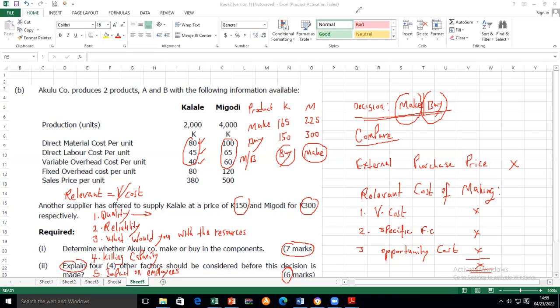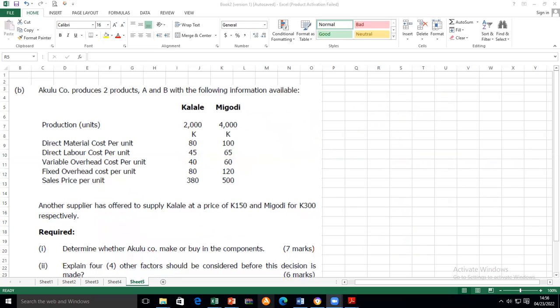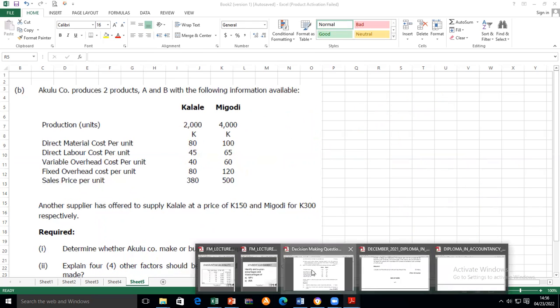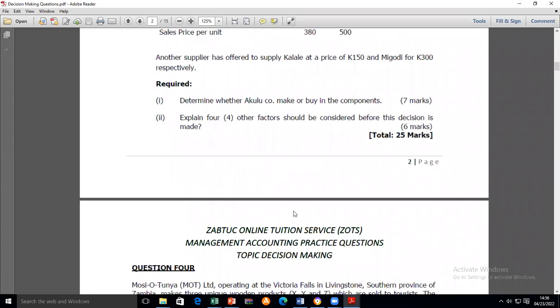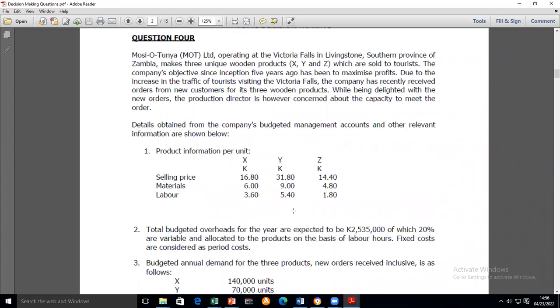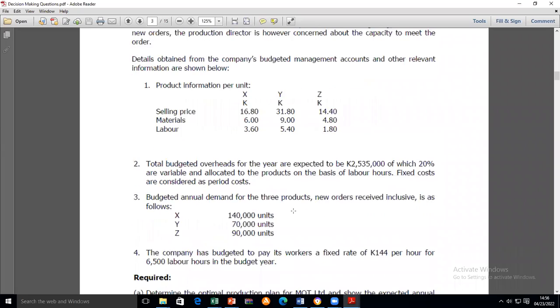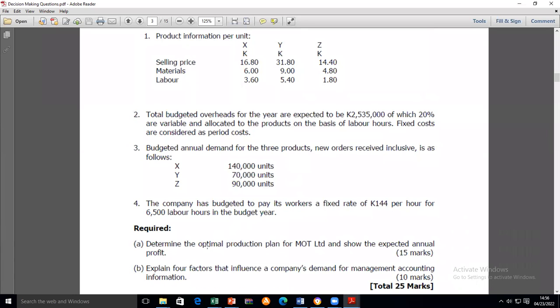Let's move on, people, to the next item. The next question. The next question is here. Determine the optimum production plan for MOT and show the expected annual profit. Explain four factors that influence the company's demand for management accounting information.